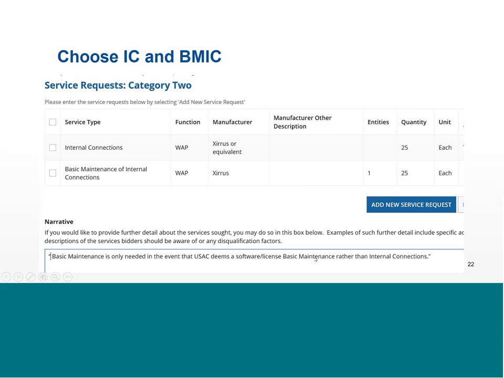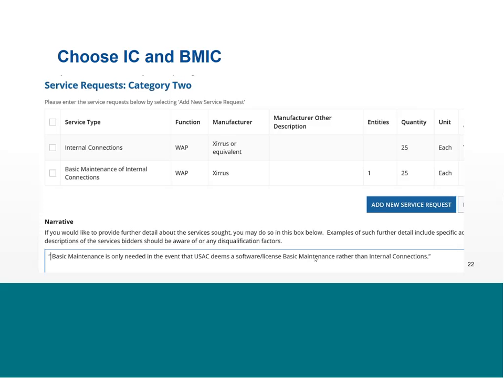And this is just to save you in case later down the road they deem one of these software licenses basic maintenance. So does that make sense to everyone? This is totally a gotcha in the program, but I've seen several applicants in 2018 that got burned on this, and it was a line item that was a big dollar amount, and I just don't want that to happen.